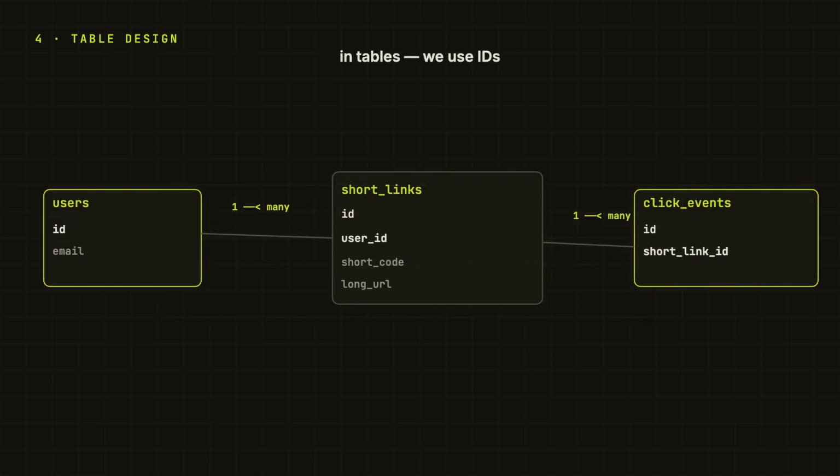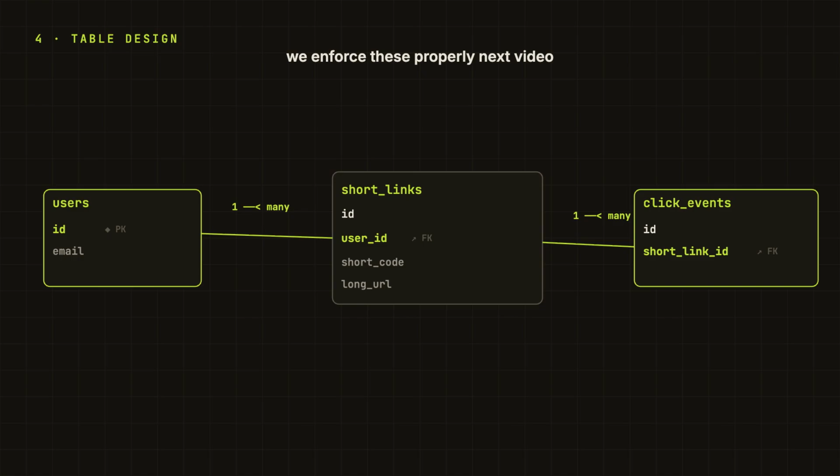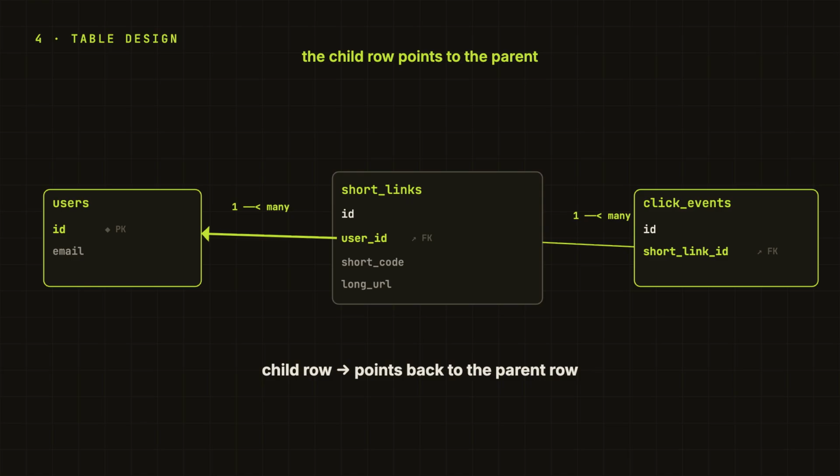In tables, we usually represent this with IDs. Users have ID. That ID is a row's stable identity. In SQL, we usually call it a primary key. Short links has user ID. Click events has short link ID. So, a foreign key is not just a SQL feature. It is a relationship written down. We will enforce primary keys and foreign keys properly in the next video, but for design, the idea is simple. The child row points back to the parent row. That is the important part.